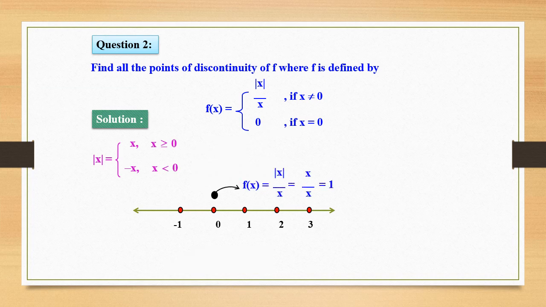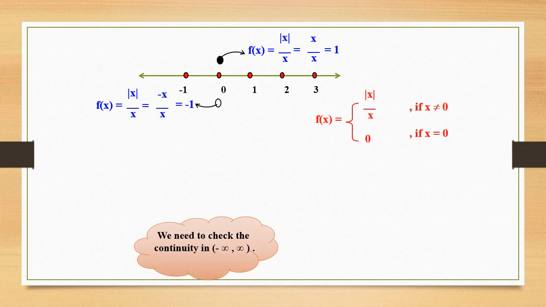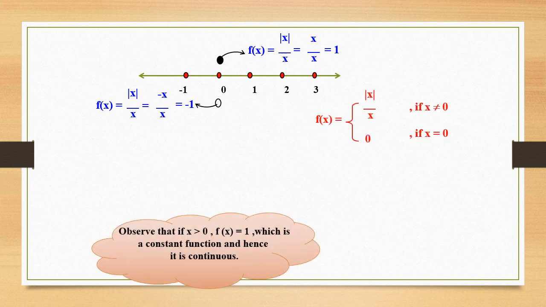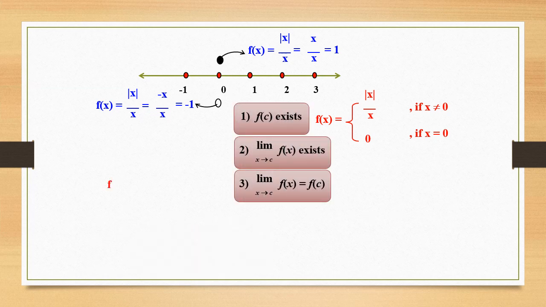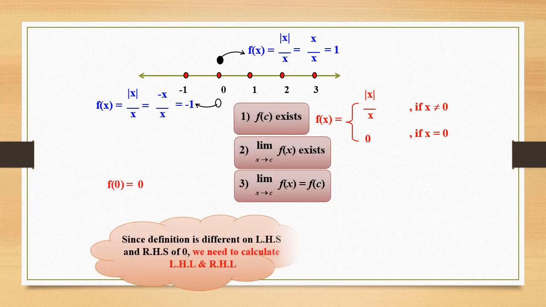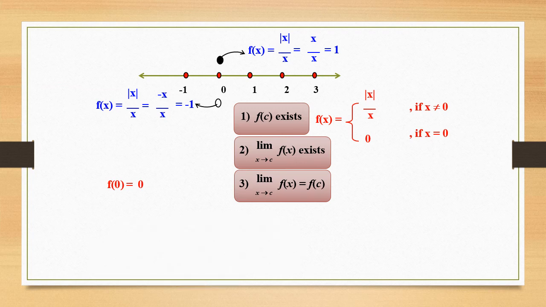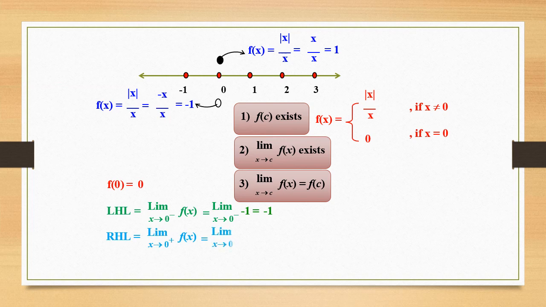So next, using the definition of modulus function, we will solve the example. We will check the continuity at 0. So f of 0 is equal to 0. Next, LHL, limit of f of x as x tends to 0 minus is equal to limit of minus 1, which equals minus 1, and RHL is equal to limit of f of x as x tends to 0 plus, which equals limit of 1, which is equal to 1.